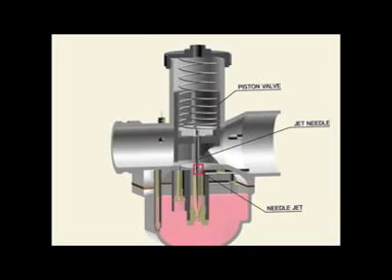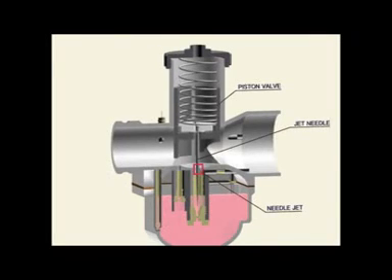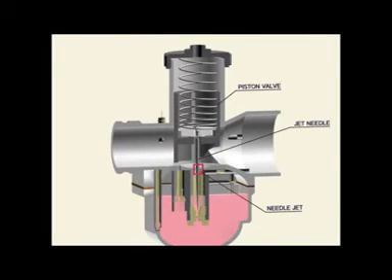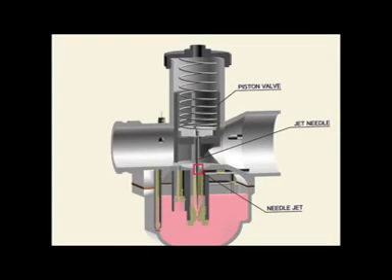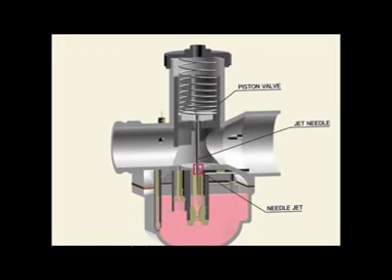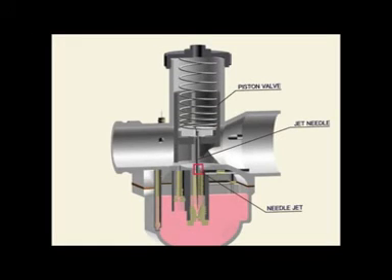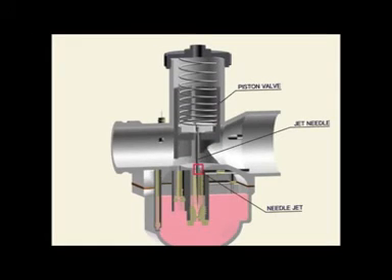Between 1/4 to 3/4 opening of the piston valve, the air-fuel ratio mostly depends on the clearance area between the needle jet and the jet needle. Above 3/4 opening of the throttle valve, fuel is mainly metered by the main jet, and the clearance area of the needle jet will not have any impact.